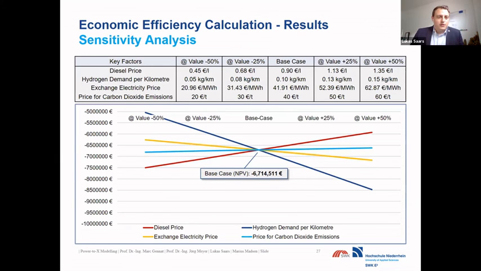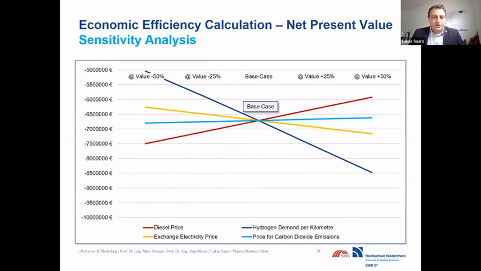Now I want to show the sensitivity analysis. For the analysis, we have varied the values for the main influencing factors upwards and downwards and investigated what impact this has on the net present value. Here you can see the key factors: the diesel price, the hydrogen demand per kilometer, the exchange electricity price, and the price for carbon dioxide emissions. And we have a base case in the middle and our varied values. And we can see our base case net present value, as we already saw on the slide before, of minus 6.7 million euro.